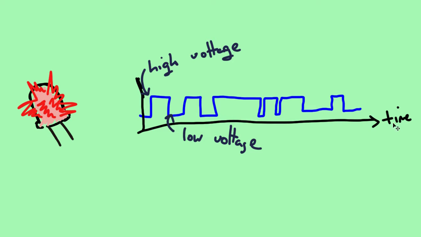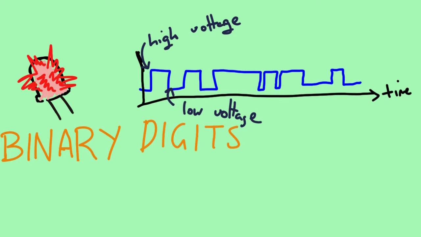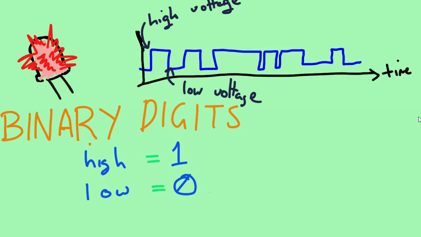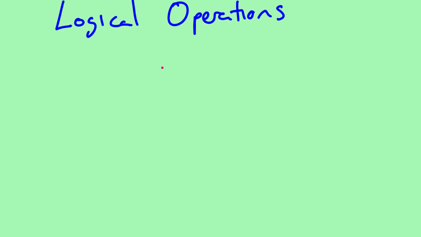This high and low that we've been talking about is known as binary digits. These are 0 and 1, where 1 is high and 0 is low. So let's continue now that we know this and look at some logical operations. The logical operators change the logic of binary signals.